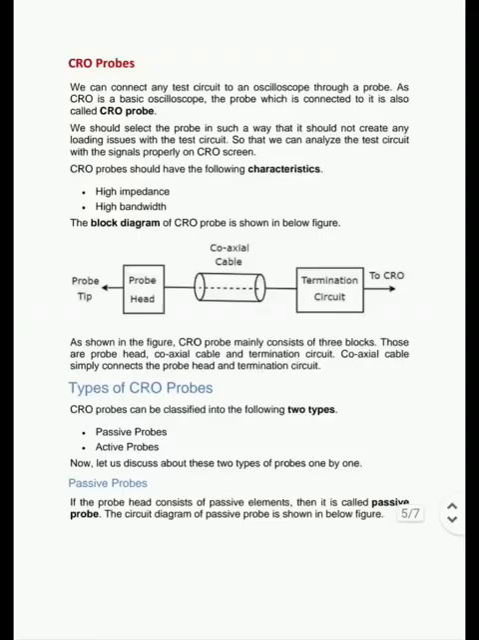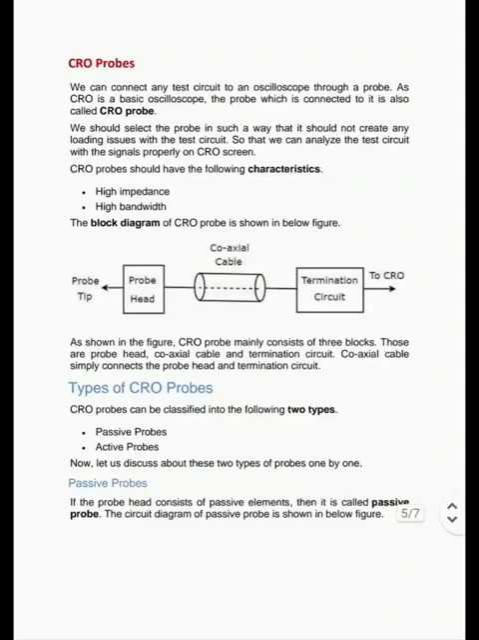CRO probes. We can connect any test circuit to an oscilloscope. The probe of a CRO is a basic oscilloscope accessory. The probe which is connected to it is also called a CRO probe. A CRO probe should have the following characteristics: high impedance and high bandwidth. Types of CRO probes. CRO probes can be classified into the following two types: passive probes and active probes. Now let us discuss these two types of probes.